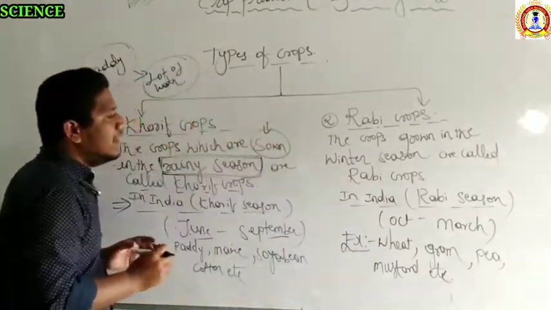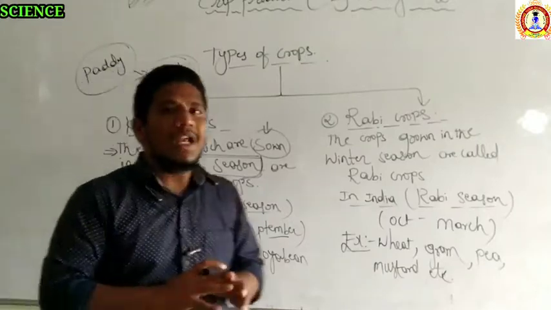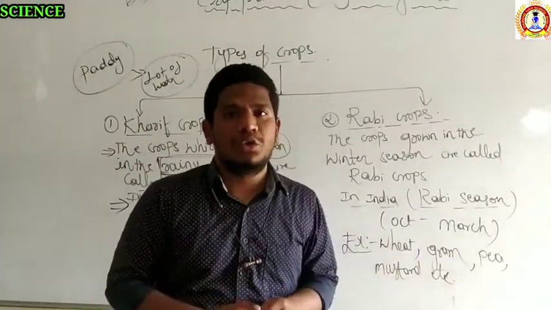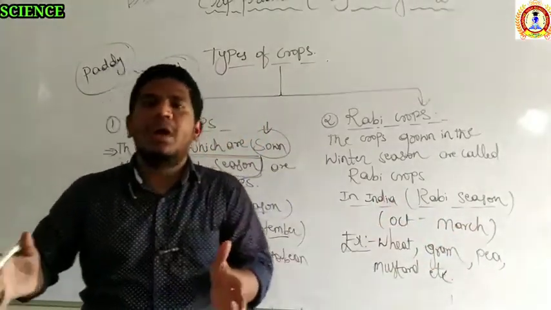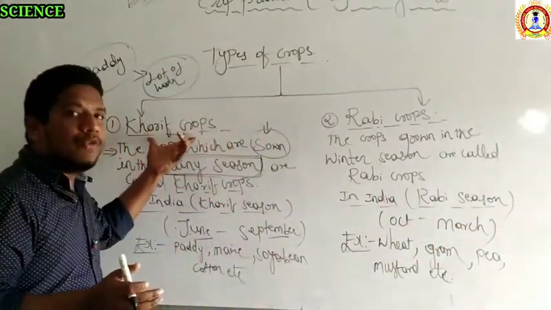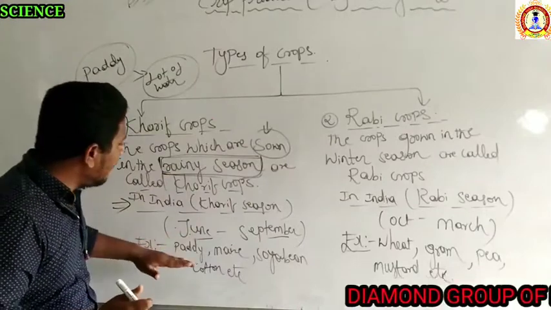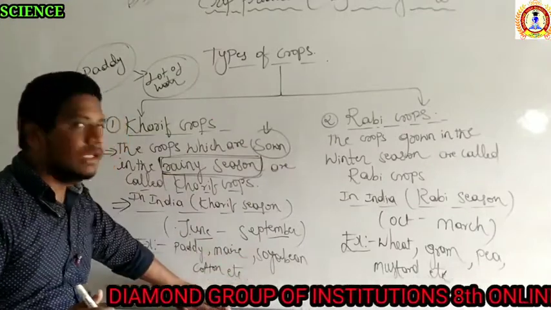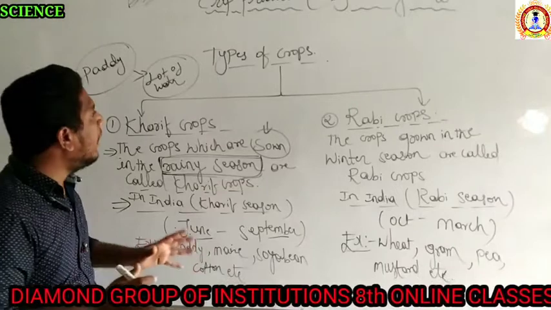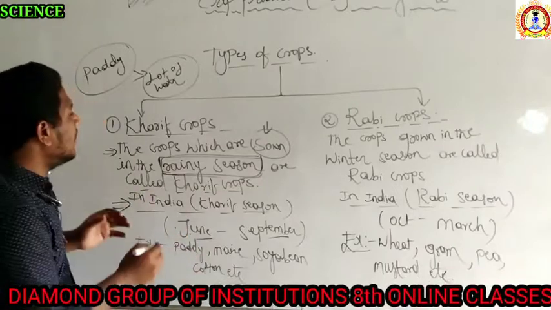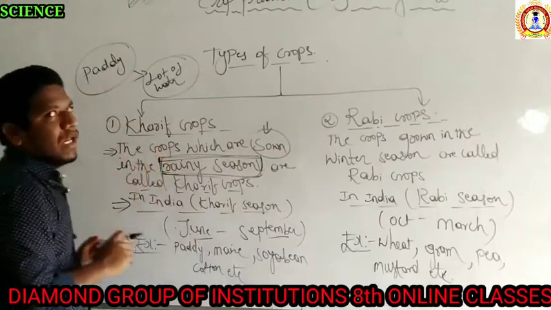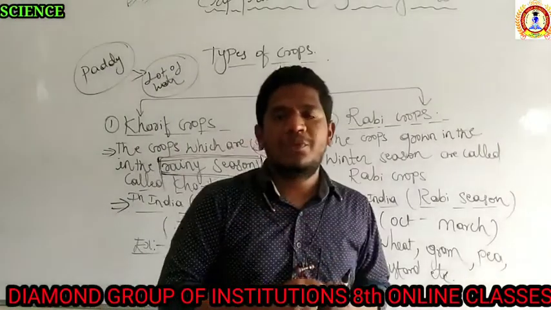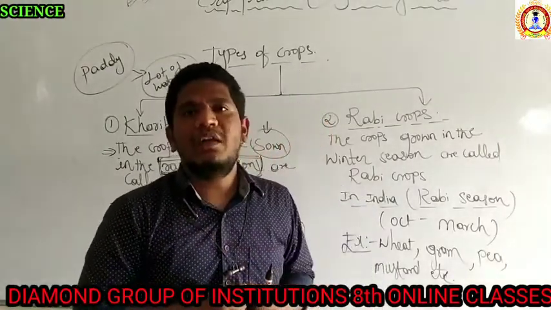So the crops which require more water for their growth are grouped under the crops known as kharif crops. That may be paddy, maize, soybean or cotton. They all require a lot of water. That's the reason they are all grown in the rainy season only. That is called kharif crops. Simple. What are kharif crops? The rainy season crops are called kharif crops.